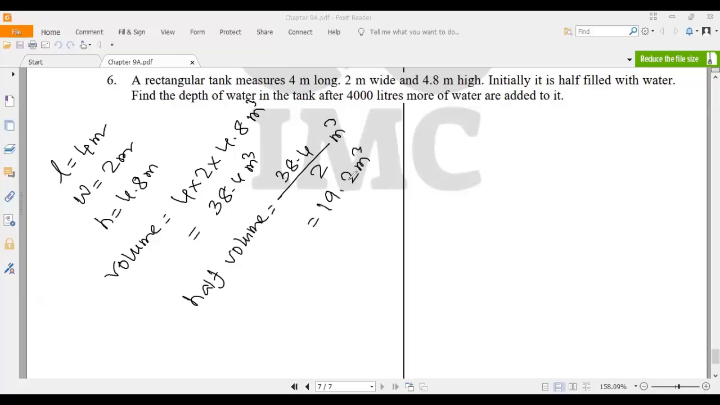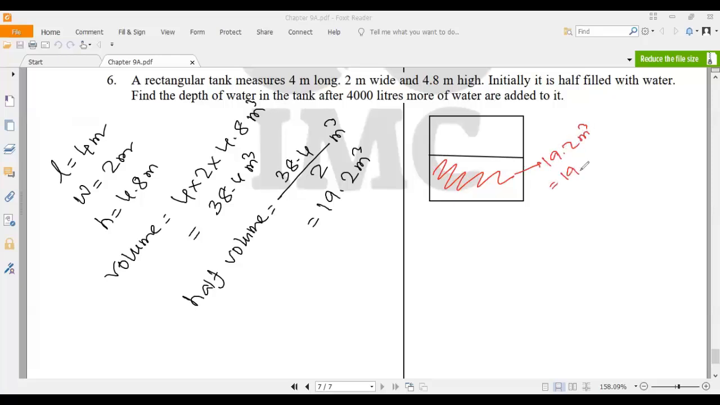Okay. Now, the question says, find the depth of the water in the tank after 4,000 liter more of water are added to it. So what does that mean? Actually, suppose in this container, this is half filled. Okay. I'm just drawing it in a random way. I hope you will understand. So this is half filled of water. Okay. That is 19.2 meter cube. We will convert into liter. That will be 19,200 liter.